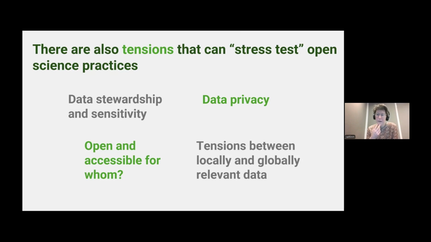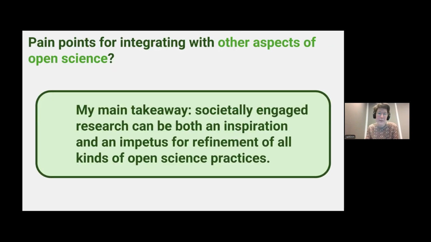So I think there's interesting work to be done on those tensions, very big questions, but these are some of the core pain points, I guess, that stood out to me when I was asked to reflect on this relationship between citizen science and other kinds of open science. And the main takeaway that I took from this is really that societally engaged research can be both an inspiration and also an impetus to refine different kinds of open science practices, as we see the difficulties that are hit when we start involving the public in these practices that might feel more streamlined in other contexts.